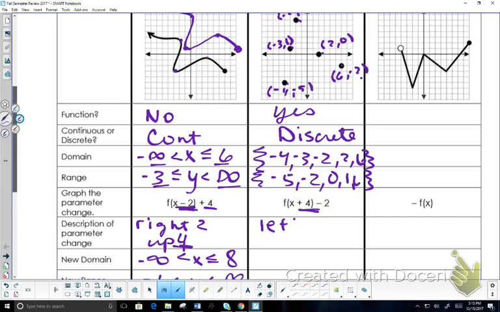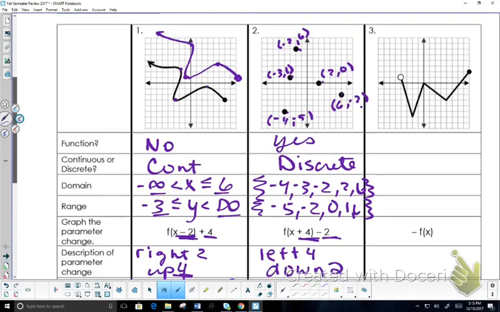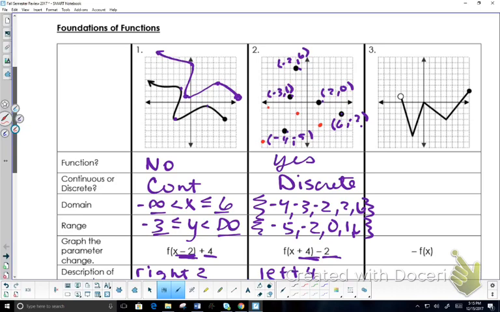So this point right here, I'm going to do these just in a different color. 1, 2, 3, 4, down 2. Each point moves the same way: 1, 2, 3, 4, down 2. Okay, yeah. So that would be the transformation of those points. I just moved them left 4 and down 2.